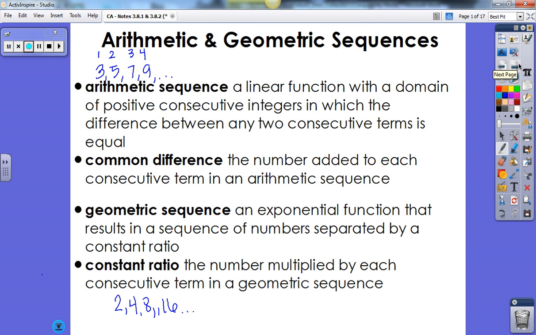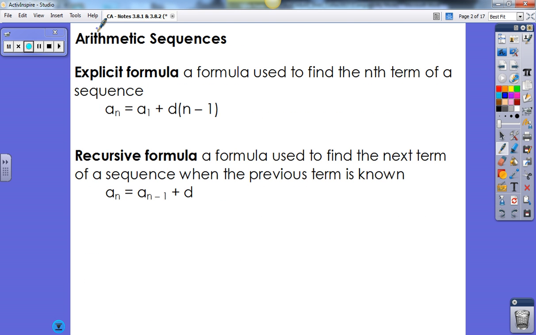We're going to talk about the formulas, the explicit and recursive for each, but first we're going to go over arithmetic and several problems that deal with arithmetic. The explicit formula, if you recall, is used to find a specific term in the sequence. So when it says the nth term, it means the 15th term, or the 100th term, or the 27th term, whatever term you're looking for. So in this case, this would represent my nth term, whichever term you're looking for. You may be given that term.